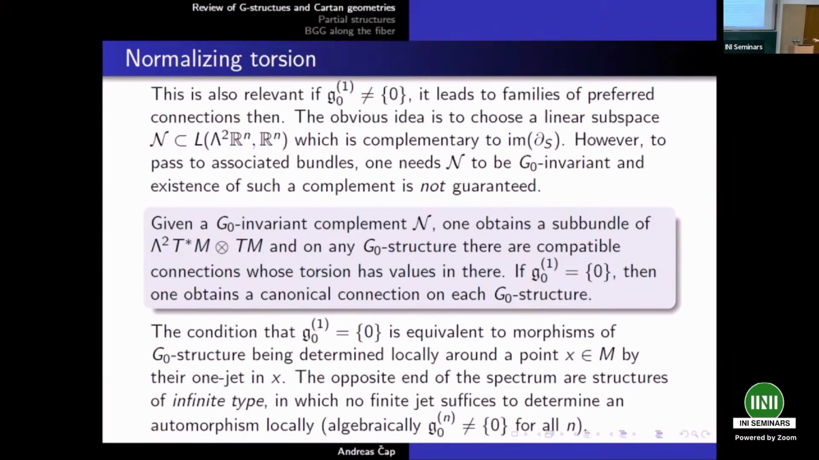The condition that this first prolongation vanishes can be equivalently phrased nicely in terms of automorphisms or morphisms of G0 structures. Namely, the condition that this first prolongation vanishes is equivalent to saying that whenever you have a morphism and you have a point, then locally around that point, the morphism is determined by the one jet in that point.